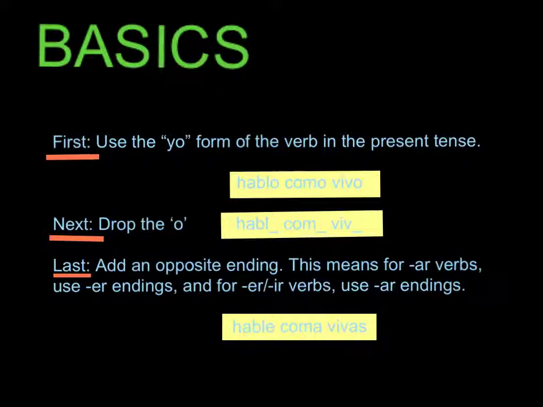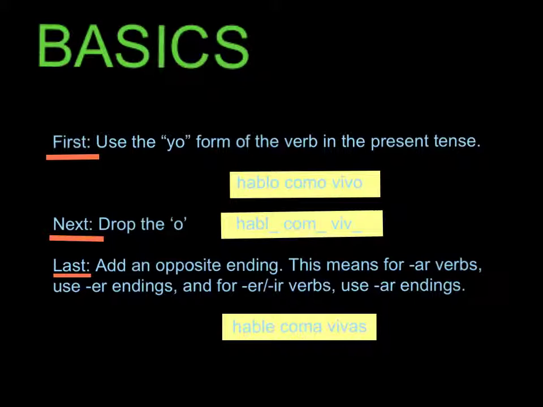Primero, use the yo form of the verb in the present tense. Hablo, como, vivo. Next, drop the o. So drop the o in hablo, como, and vivo. Lastly, add an opposite ending. This means for the AR verbs, you use ER endings, and for ER/IR verbs, you use AR endings.